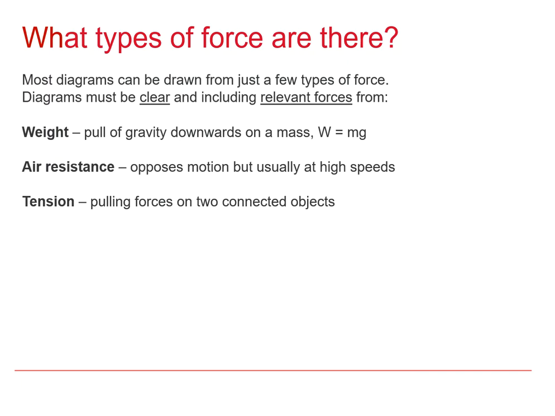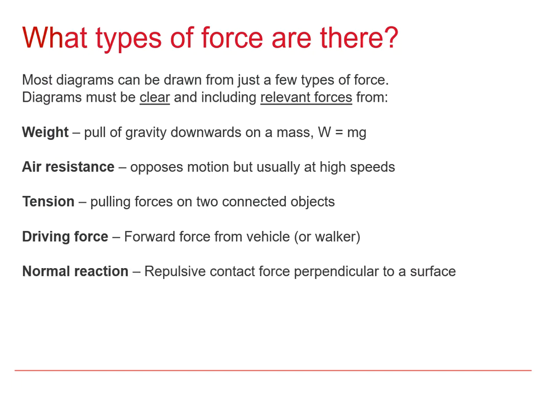Tension, so that's where we've got more than one object, possibly connected by a string or a bar, and there are forces between the two objects mediated via that string. Driving force, now that usually occurs when we've got a vehicle moving, and we think of the force which is ultimately coming from the engine of that vehicle, which is pushing the object forward. But also a person walking experiences a driving force which is generated from within their own body, which is what's moving them forward.